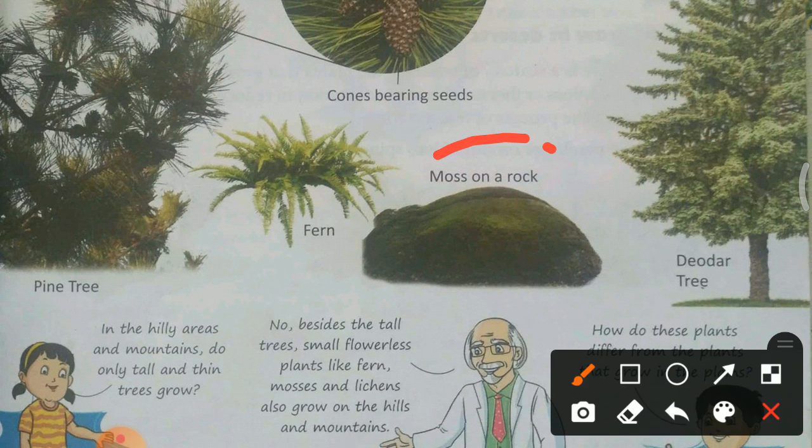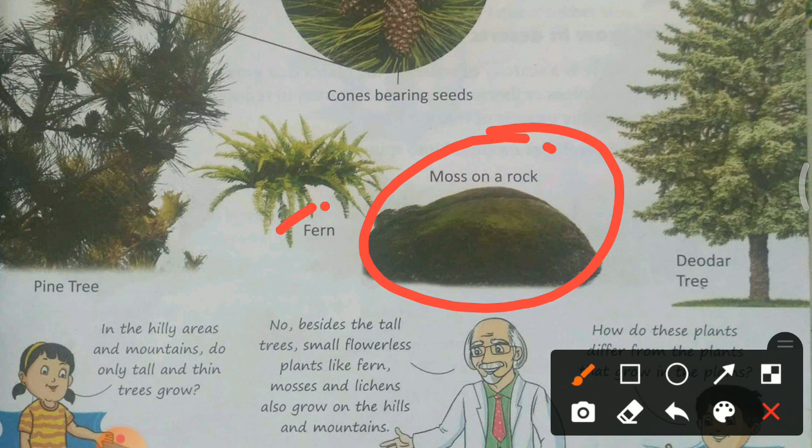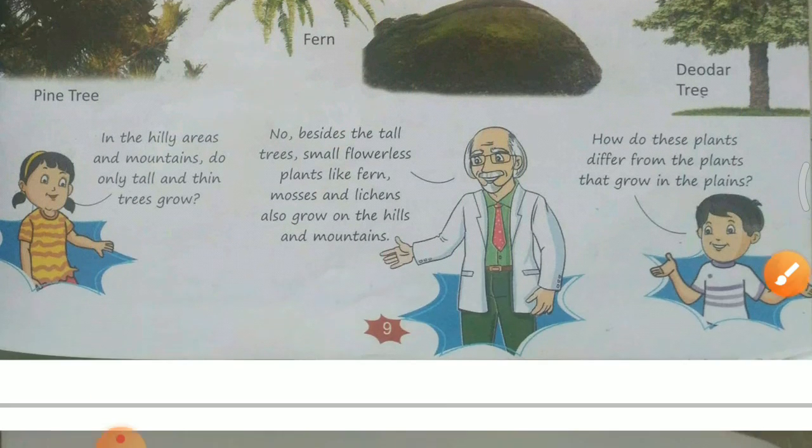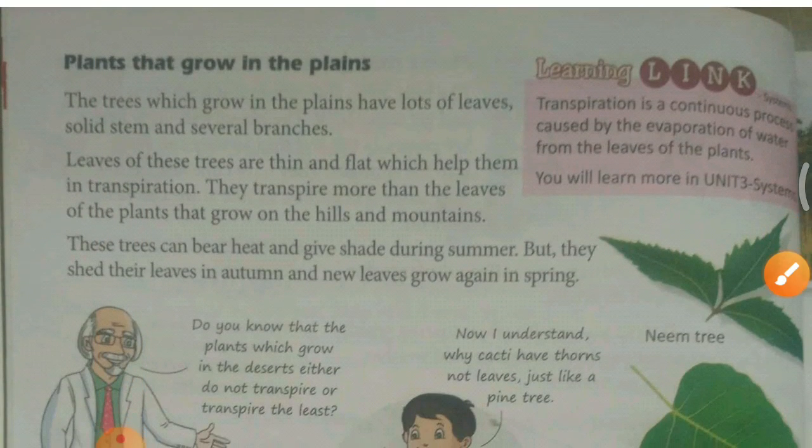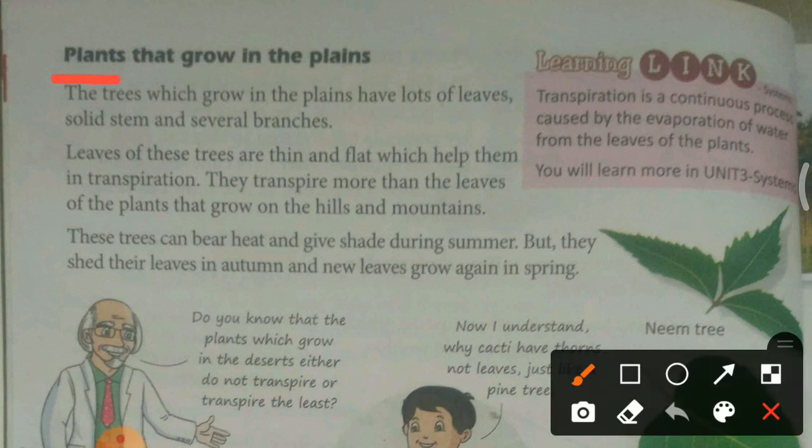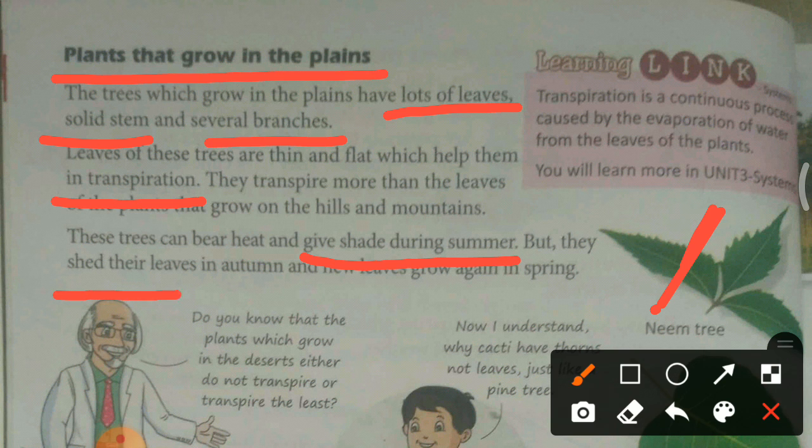And this is moss on a rock, fern tree. If you take plants that are grown in a plain, the neem tree grows in plain areas, and it has a lot of leaves, several branches, a solid stem, and the leaves help the transpiration process. It gives shade during the summer day and it sheds the leaves in autumn season. The leaves grow again in spring season.